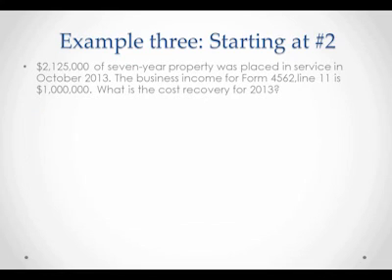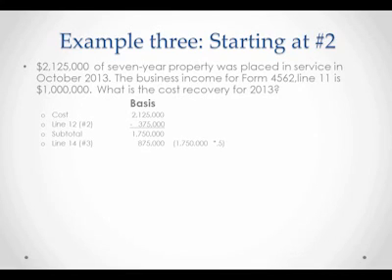Now let's run through the math. Our basis, we start out with the $2,125,000 reduced by our limited expensing. That gives us the amount that we presumably could take bonus depreciation on. We go back and check our facts, and indeed it is new property, so we are entitled to expense. So we get 50% of what's left after limited expensing. The remainder of the basis will be what we take to the tables.